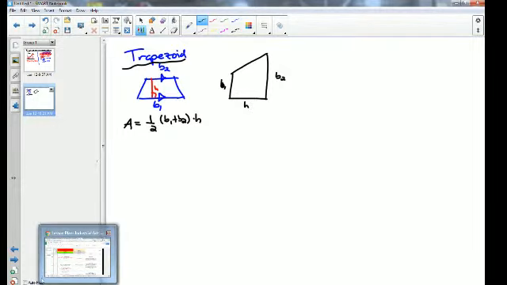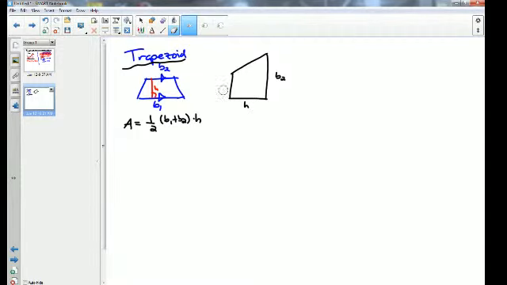How do you determine which one's base 1 and base 2? They have to be the parallel lines. So it doesn't matter which one is which? No, you can change these. Doesn't matter. Addition is commutative. 2 plus 3 is 3 plus 2, right?